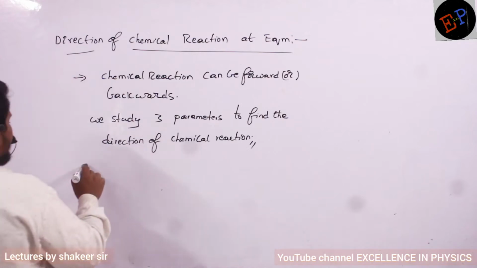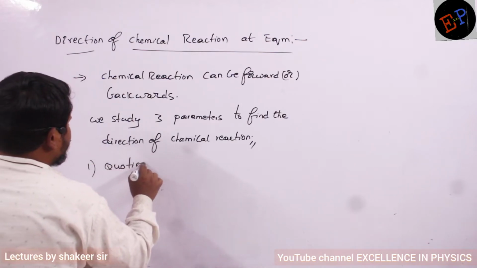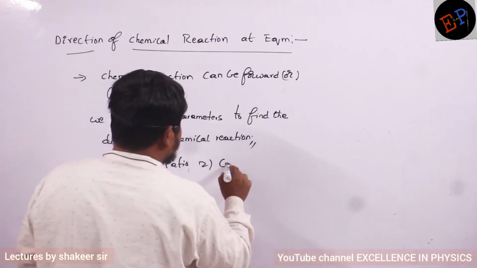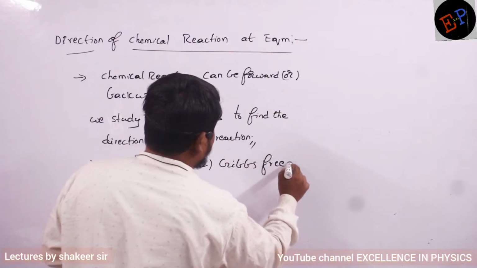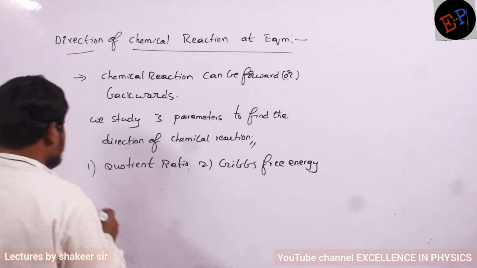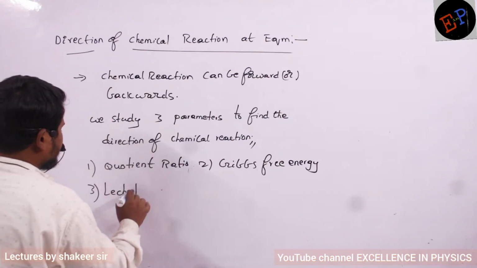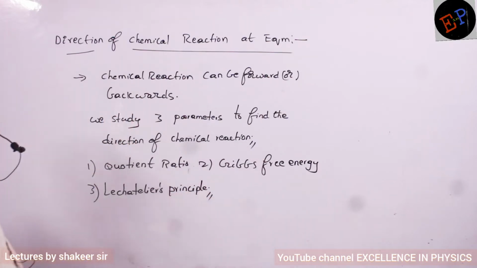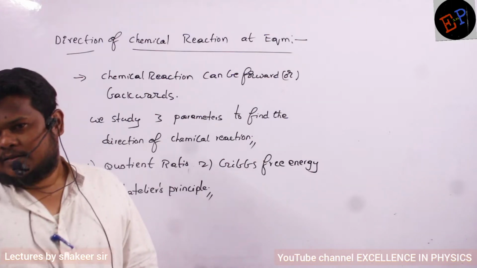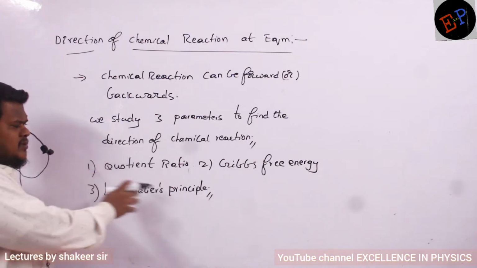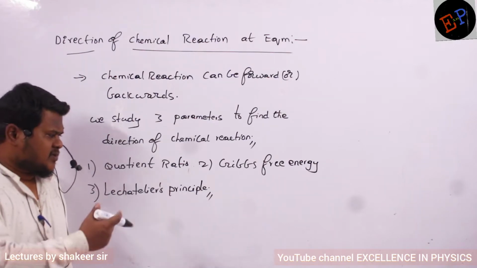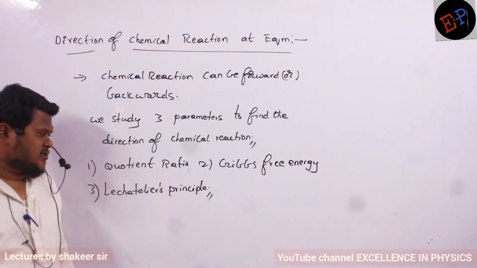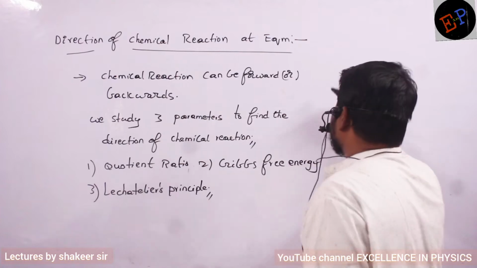First one is we will study about quotient ratio. We study about Gibbs free energy. And by using the third one, which is called as Le Chatelier's principle also, we try to find out the direction of chemical reaction. So we have to study these 3 parameters by which we can study what is the direction of the chemical reaction, whether it is forward direction or whether it is in backwards direction. So first one we have to study about is quotient ratio.